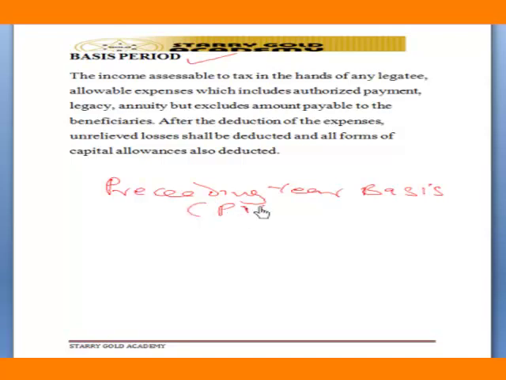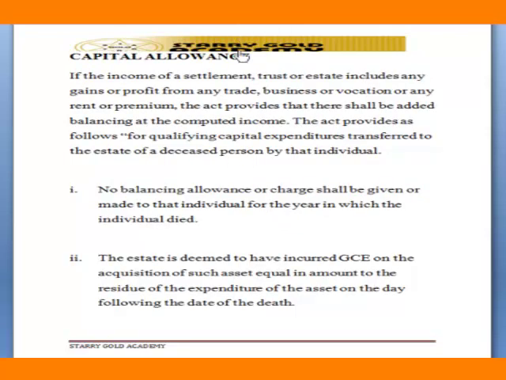So PYB is what is applied in assessing the income that is accessible to tax in the hands of any of these persons, be it the legatee, the beneficiary, the annuitant, or whatever. So PYB, preceding year basis, not on actual year basis. Take note, it is on preceding year basis. Of course, it is after deducting all that should be deducted. It is from the income, and you deduct allowable expenses. After the allowable expenses, what is left is subjected to tax on PYB basis.